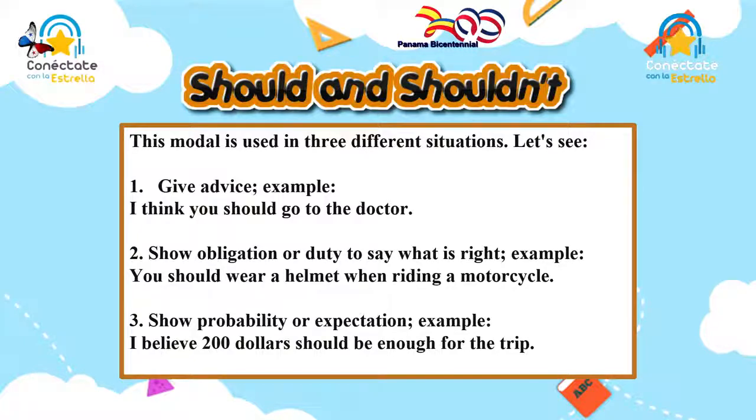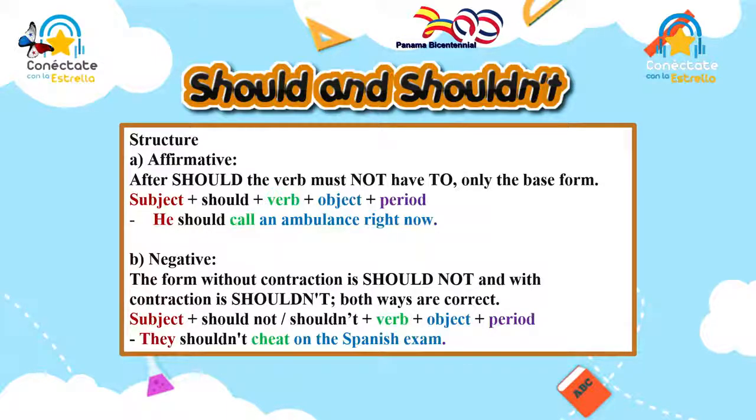Number 3, to show probability or expectation. For example, I believe $200 should be enough for the trip to clean this area. It's like a probability, but we are not sure. It could be more, it could be less, because we don't know how much the tools cost, and we don't know the time that we are going to spend cleaning the area. Great. Now, we need to focus on the structure.